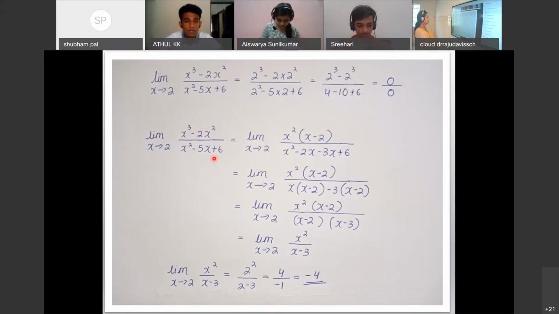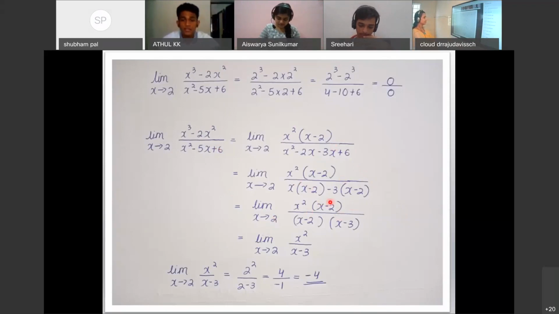Now, the denominator is in the quadratic form. So we factorize it by splitting the middle term. We split the middle term into minus 2x minus 3x. So in the next step, we are factorizing the quadratic form, and finally we obtain x square into x minus 2 by x minus 2 into x minus 3.